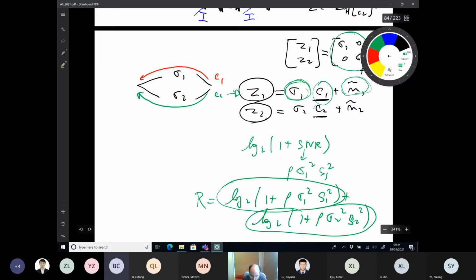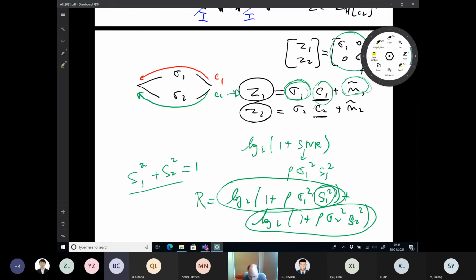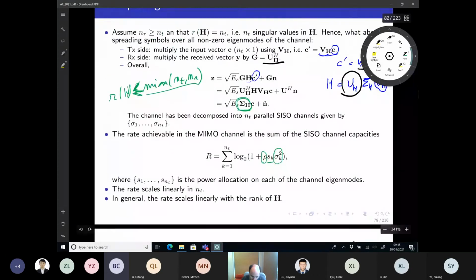Now I have S1 square, S2 square. We have to be careful. I have still one transmitter. That means I have a power constraint at the transmitter. My power constraint now says S1 square plus S2 square is equal to 1. It means that S1 square is the fraction of the transmit power that I'll allocate to the first stream. S2 square is the fraction of the transmit power I allocate to the second stream. And I can change this power allocation among those two streams in order to increase the total rate of the transmission, right? So this is what we have here.